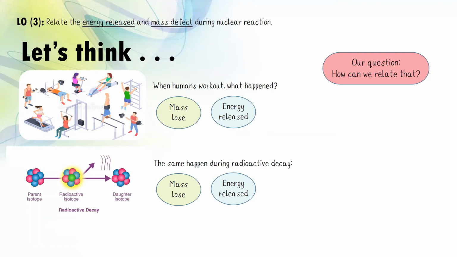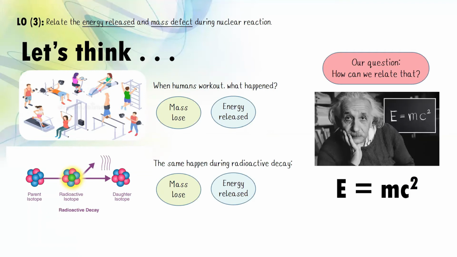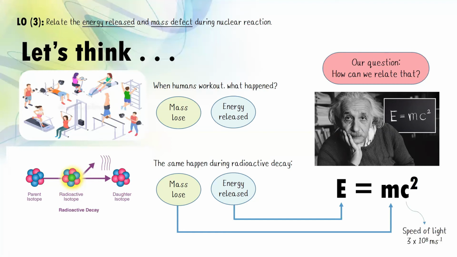We can use the equation by Albert Einstein here. E equals to mc squared. So, E is the energy released during the reaction. M is the mass lost after the reaction. And C here is the speed of light.